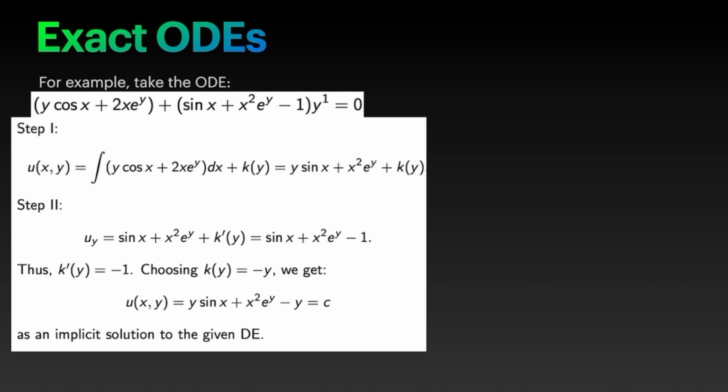Then we differentiate it with respect to y. Now, since we're differentiating with respect to y, the x terms become constant, and vice versa. And now we would just get that k dash of y is minus 1 and k of y will be minus y. Now you might say it could be minus y plus c, but it doesn't matter since the c is getting consumed anyway in u of xy equal to c. And this is an implicit solution to the given DE. Now you might have various questions in your mind, like are there more solutions and is this the only solution, but that we will talk about a little later.